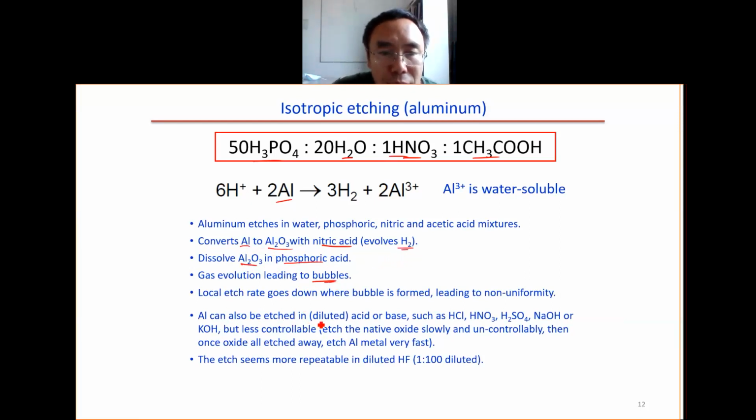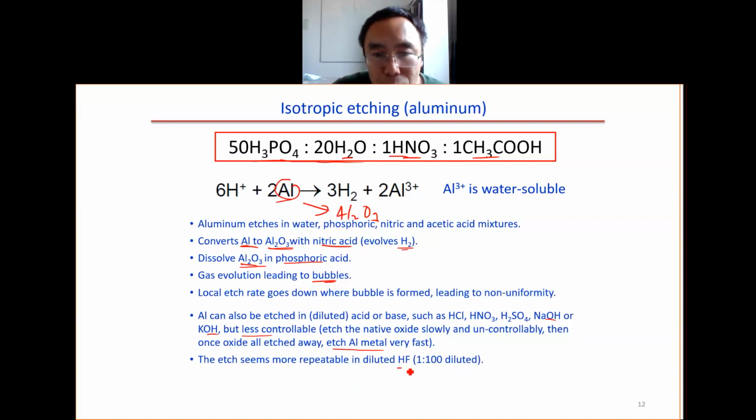The aluminum can also be etched in diluted acids and bases. For example, all those acids and bases will etch away the aluminum, but they are not very controllable. For example, the etching of the native oxide is very slow, and suddenly the etching of aluminum will be very fast. So the etching rate is not controllable. On the other hand, when you use this mixture, you convert aluminum into aluminum oxide, so the etching is always of aluminum oxide. Then the etching will be more controllable.